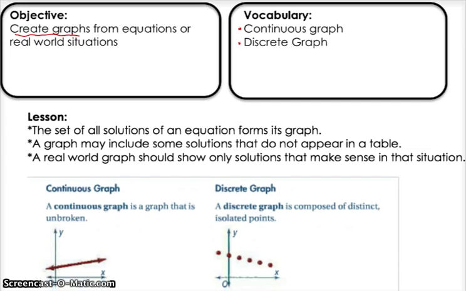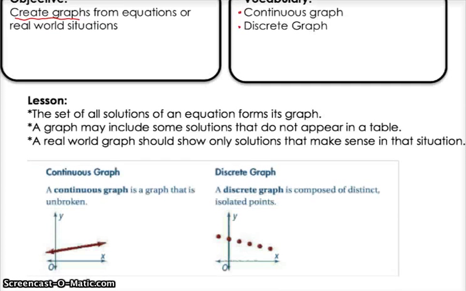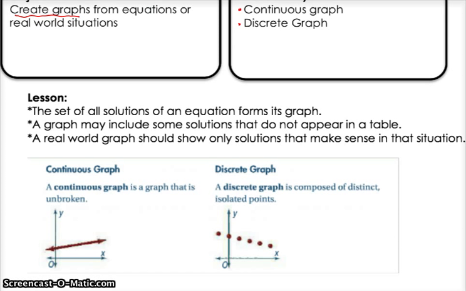So let's look at a couple pictures. On the left I have a continuous graph, and a continuous graph is a graph that is unbroken. It is a solid line. A discrete graph is just distinct isolated points, and discrete graphs often represent real-world situations where I'm not allowed to have partial quantities.